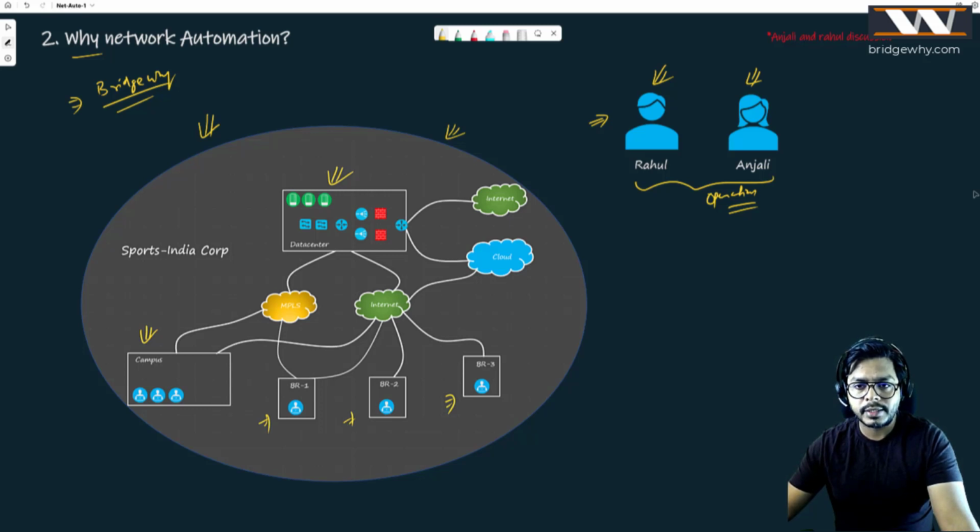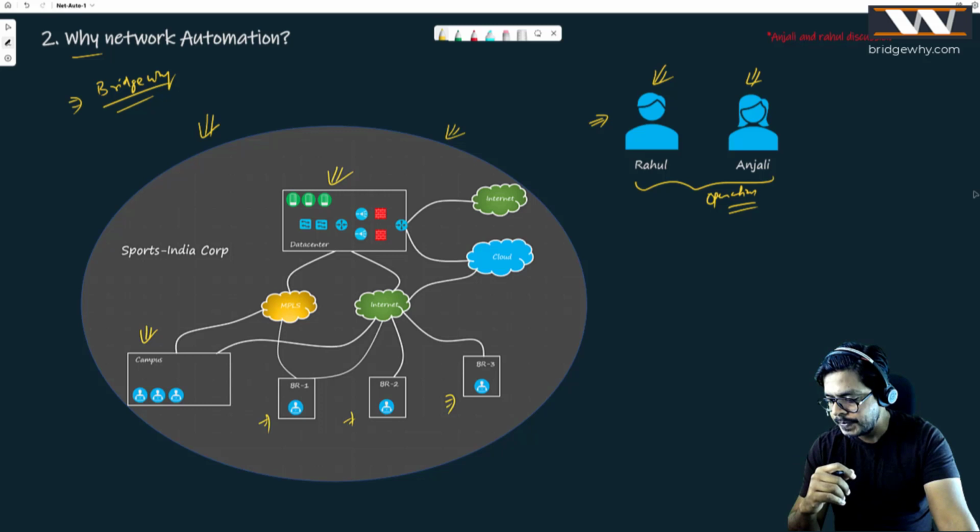So the point here is that Rahul and Anjali got placed in Sports India Corporation. They have a solid understanding of the network. They know SD-WAN. They know so many things. Also, they have solid fundamentals of networking. And now they are maintaining the complete operation of Sports India Corporation. And here is the problem.